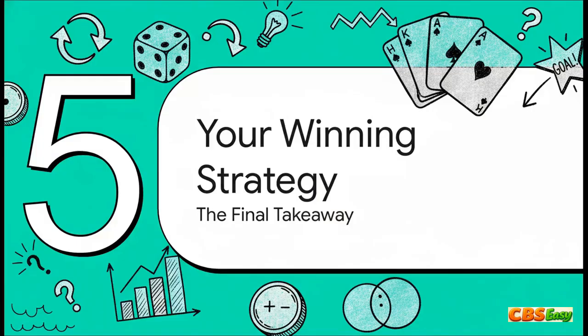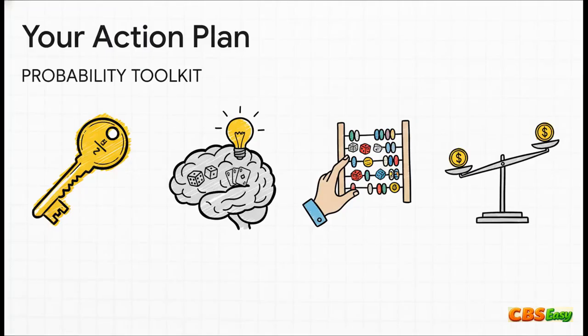So we've gone through the main formula, the rules, and the most common problems. Let's pull this all together into a final, simple strategy you can take with you into the exam. Here it is, your action plan. This is your entire probability toolkit. First, always start with the golden formula. Favorable divided by total. Second, memorize those key totals. 36 for 2 dice, 52 for cards. Don't waste time figuring that out. Third, the real skill is in carefully counting the favorable outcomes for each specific question.